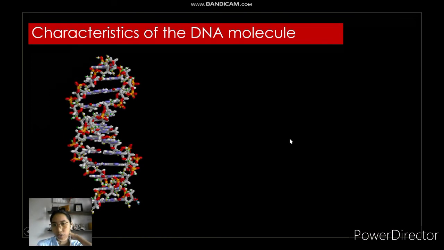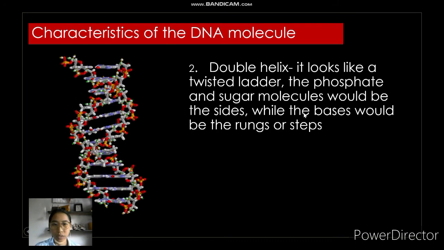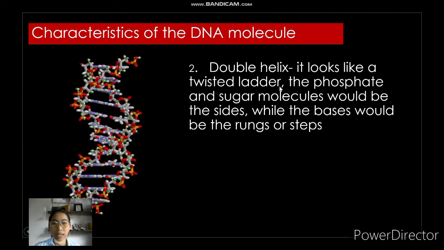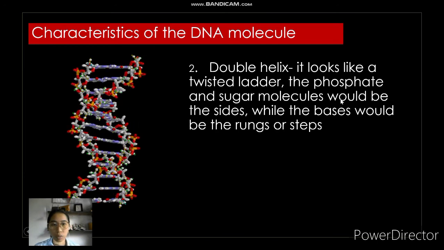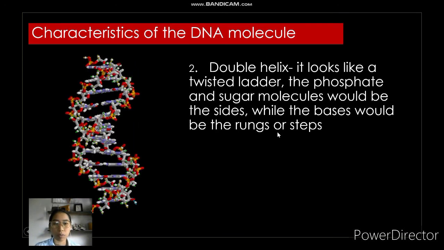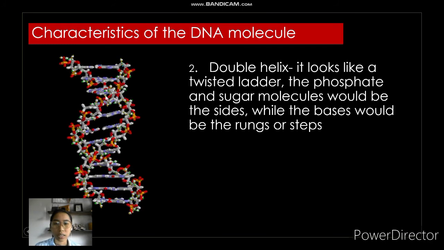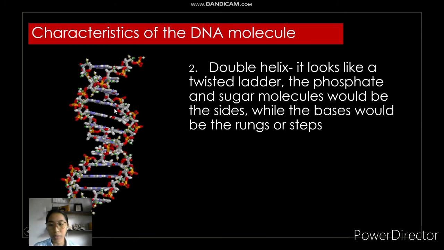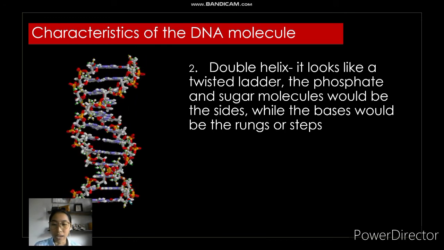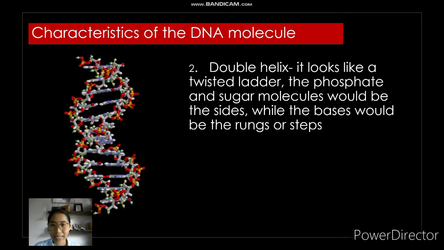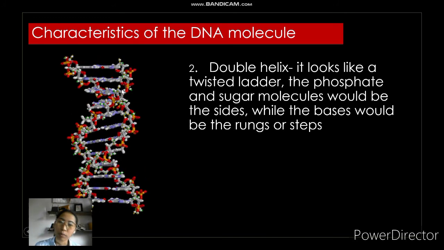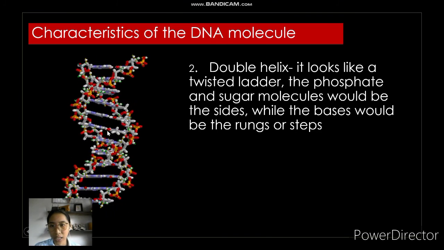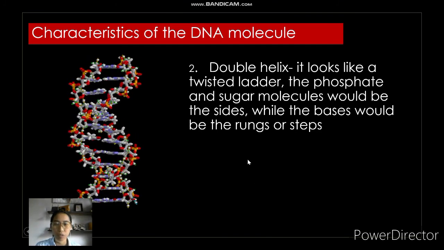Another characteristic of the DNA molecule is that its form is double helix. It looks like a twisted ladder. The phosphate and the sugar molecules would be the sides, while the bases would be the rungs or the steps. Kani siyang nasa gawas nga part, mura siya kanang gunitan sa twisted nga ladder or hagdanan. Ang nasa gawas nga part mao na siya ang sugar phosphate backbone. Ang tungatunga mao na siya ang imong mga nitrogenous base.